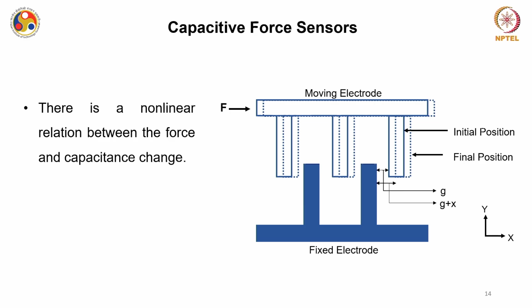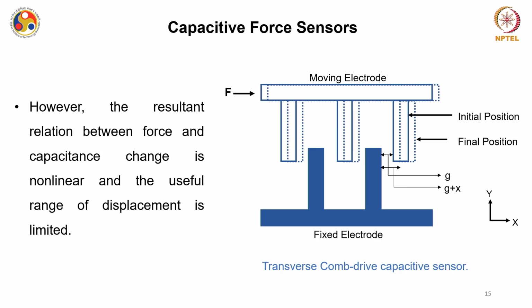Also there is a non-linear relationship between the force and capacitance changes. So the relationship between force and the capacitance change delta C is not linear in this case, and the useful range of the displacement is very limited. The resultant relation between the force and the capacitance change is non-linear and the useful range of displacement is limited.